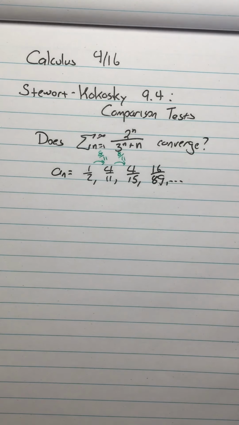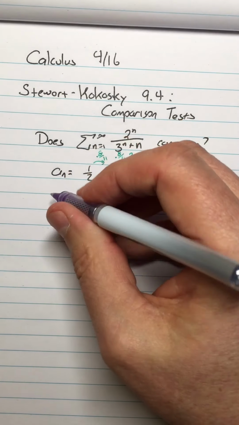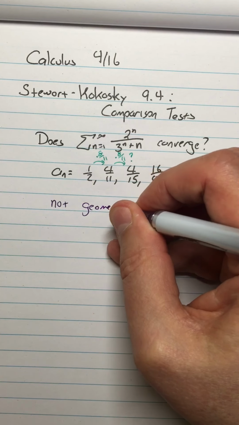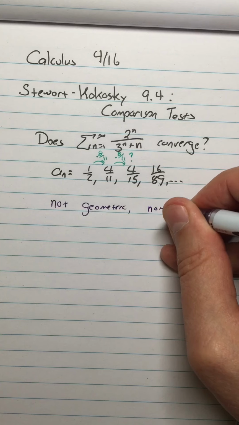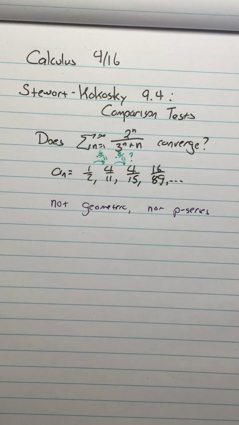Okay, so that allows me to conclude, let's put a question mark on that since that turned out to be not true, our conclusion is that this series is not geometric, and it's also not a p-series. I know it's not a p-series because in a p-series the numerator has to be 1 and the denominator has to be n to the p, and so I don't have anything like that. So it's not a p-series, and it's not geometric.